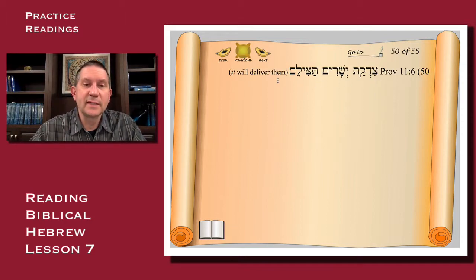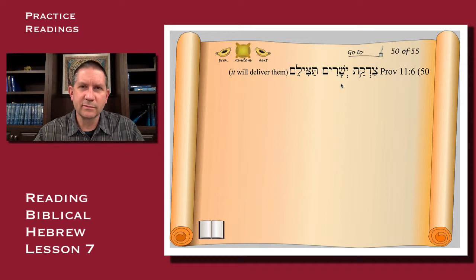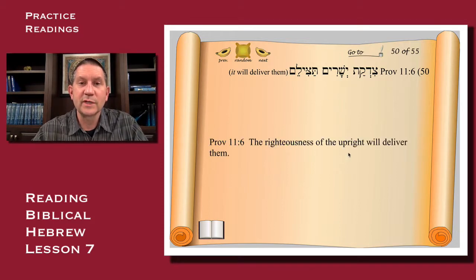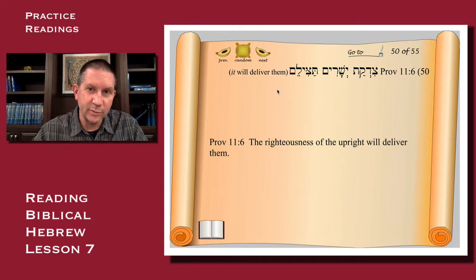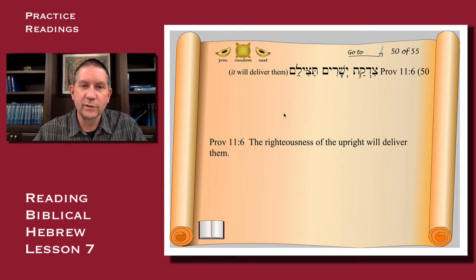Tzidkat yesharim tzatzilein. So something will deliver somebody, them. Tzidkat, patach tav, this is a feminine singular construct. The righteousness of yesharim. So again, we have a substantival adjective. Yashar is to be upright. Morally upright would be the case here when describing people. So the righteousness of upright people, or the righteousness of the upright, using the article in English in order to represent the class, even though there's not an article in Hebrew, because it's not talking about specific upright people. The righteousness of the upright will deliver them.